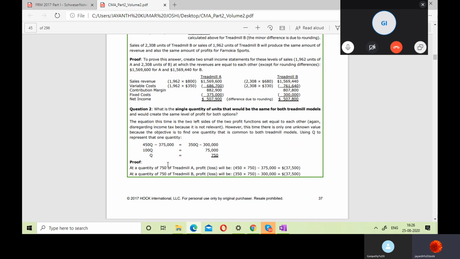Profit is nothing but contribution minus fixed cost. Contribution minus fixed cost, P is equal to P. So the quantity we get is 750. Now 450 into the quantity 750 minus this will give you this, and again if you put it here you'll get this. So in both cases, if 750 is the quantity, you have the same profits.